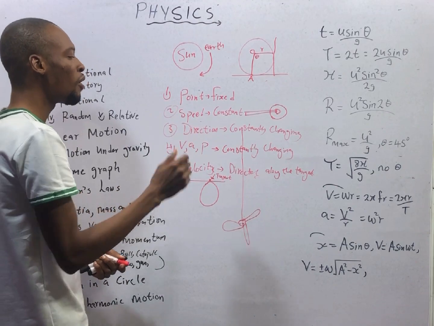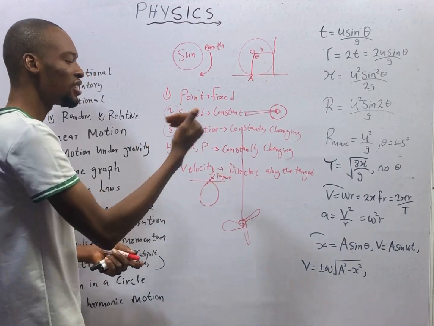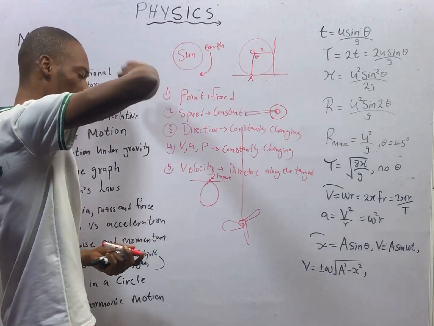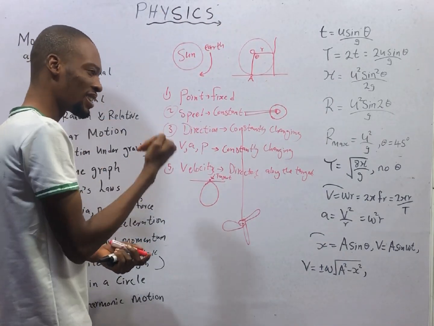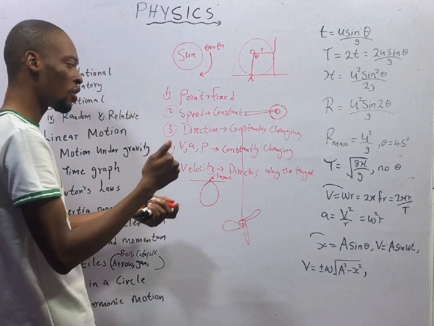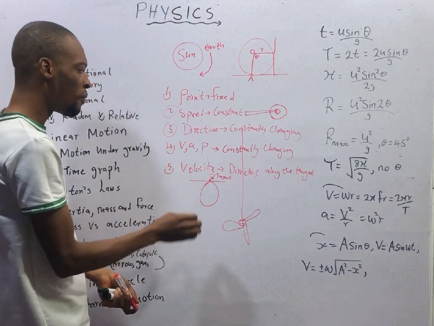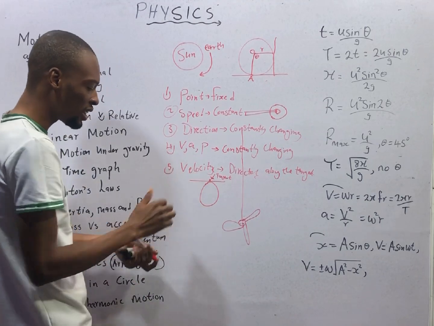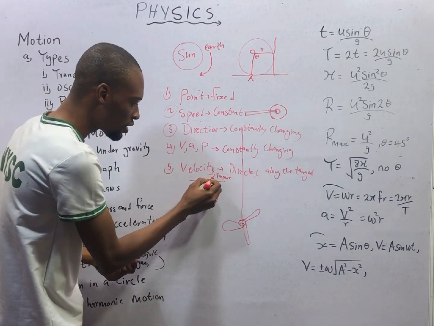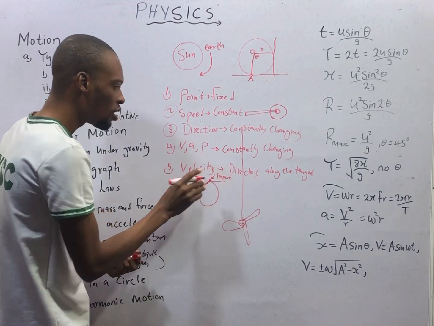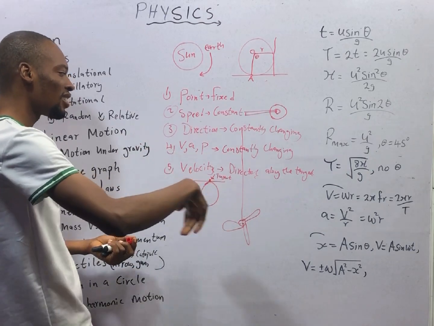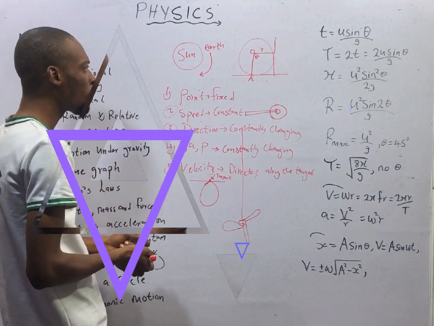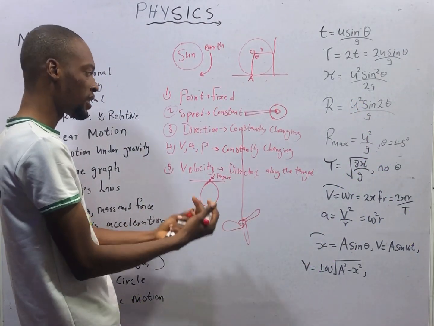Speed is constant, but direction is constantly changing. So the body is constantly changing direction. Then the velocity, acceleration, and momentum are constantly changing. Meanwhile, the velocity is directed along the tangent. When you are given this circle here, this is the tangent. So the velocity is directed along that tangent. And the acceleration is towards the center.